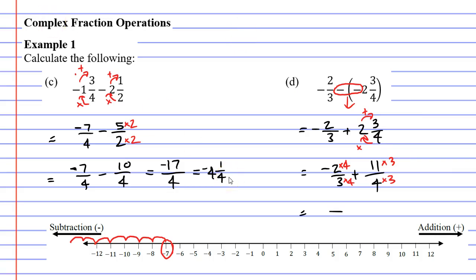Looking at the first fraction, 2 times 4 is 8. To be more specific, it will be -8, and 3 times 4 is 12. Looking at the second fraction, 11 times 3 is 33, and 4 times 3 is 12. Now that both the denominators are the same, I simply look at the numerators and I add or subtract these numbers. So in this case, I'm going -8 plus 33. This will give me a numerator of 25 at the top, and the denominator stays the same. It stays as 12.